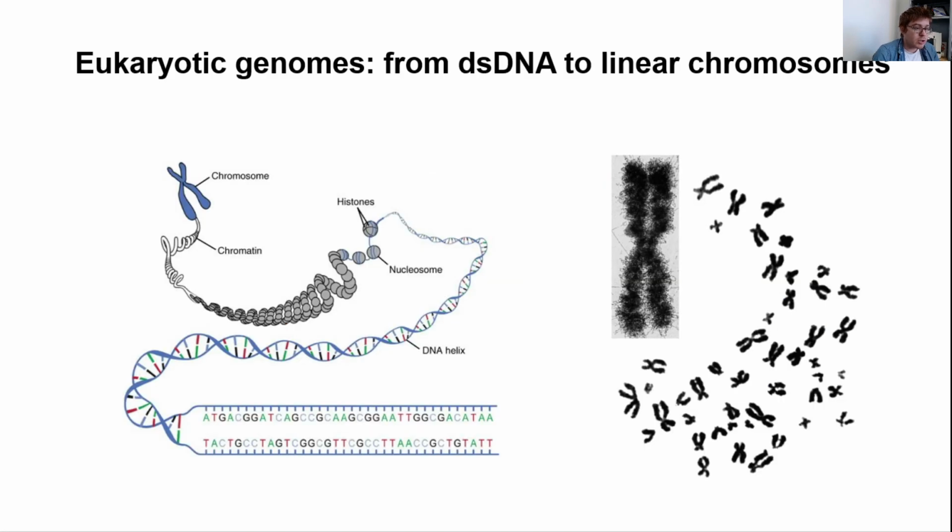And so the way you should think about the structure of the linear chromosomes in a eukaryote is, Watson-Crick base pairing is going to drive the formation of double-stranded DNA helix, gets wrapped around histones to form nucleosomes, which get organized into these fibers, which then get packaged into the chromosomes themselves. And so that's the picture that you should have in your mind for the structure of eukaryotic genomes.